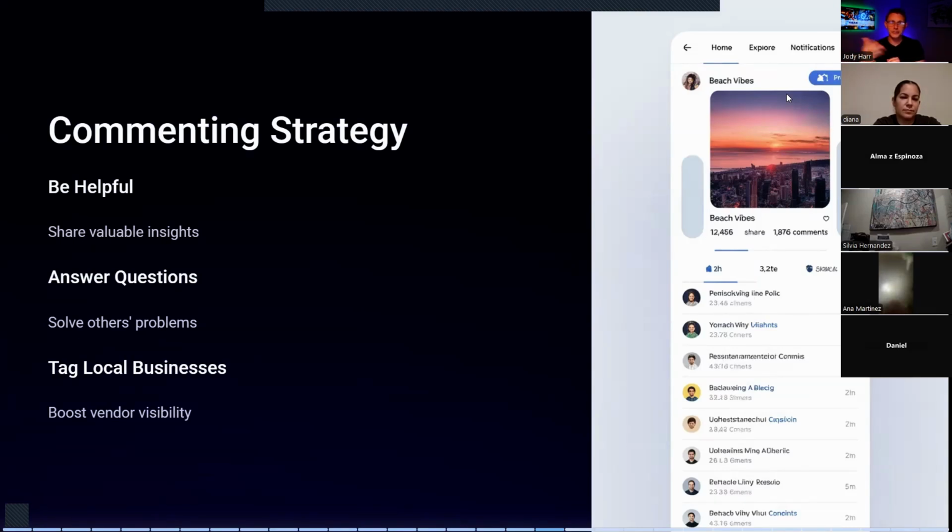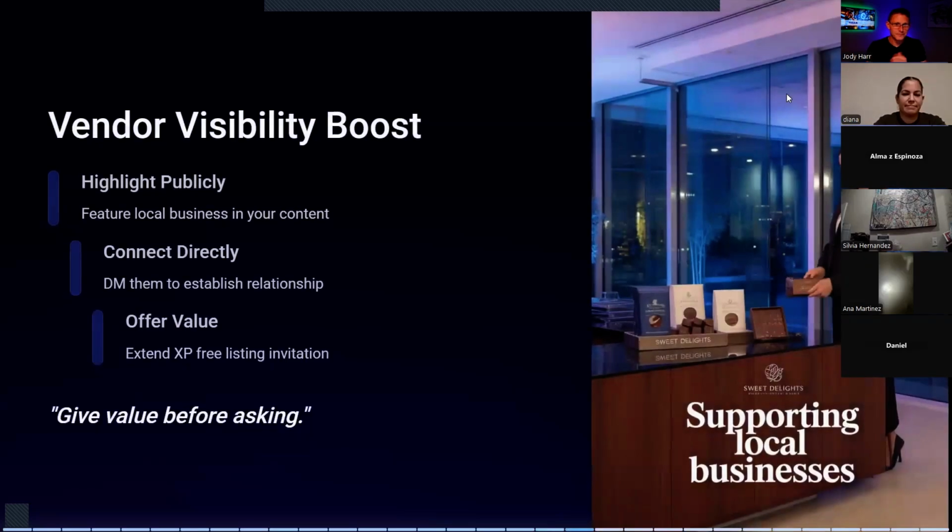And then tagging local businesses. I mentioned that earlier, boosting vendor visibility. So this is a huge opportunity to tag those businesses. And if they are in the XP network, you can go ahead and leave the link directly to their page right in the post. So now, not only are you being helpful, you're answering their question, you're tagging the vendor, and you're giving them the link. So now all they have to do is click on it and go right to the page. Boom, done. You get the referral, and you didn't have to do anything. All you had to do was be visible. So there's a strategy to it. You just have to kind of know what to do and what you're looking for. Any questions?